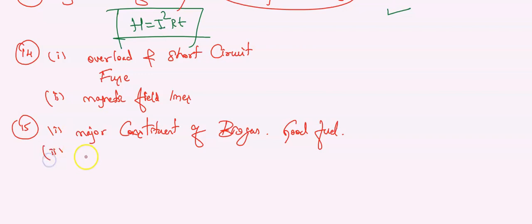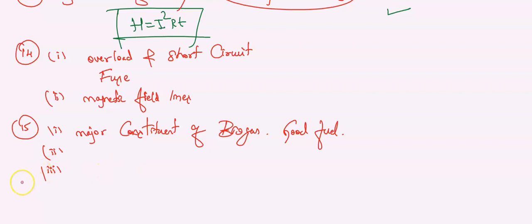Next, option 2: name the two devices that work using heat energy of the sun. Name two devices that work using heat energy of the sun.